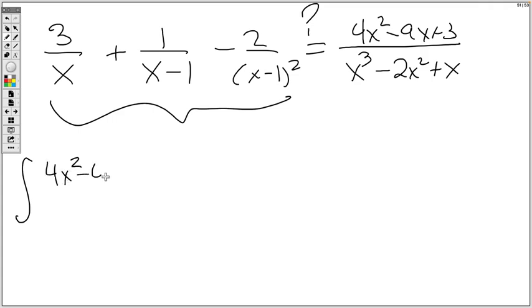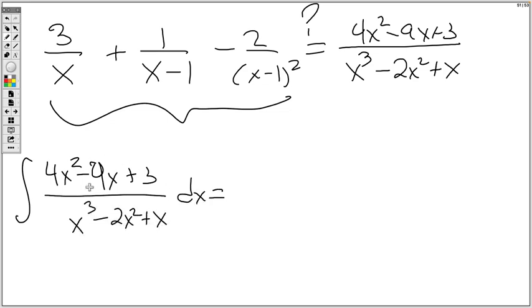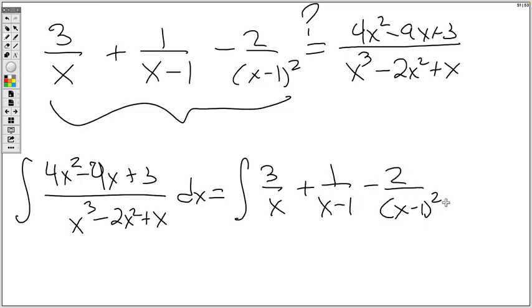So after all that algebra, now we can sweep in and finish this up with calculus. Because instead of trying to integrate this thing, I can integrate 3 over x plus 1 over x minus 1 minus 2 over x minus 1 squared dx. And these individual integrals should be doable. They should be like Calc 1 doable, right? Because they're just these little rational functions.